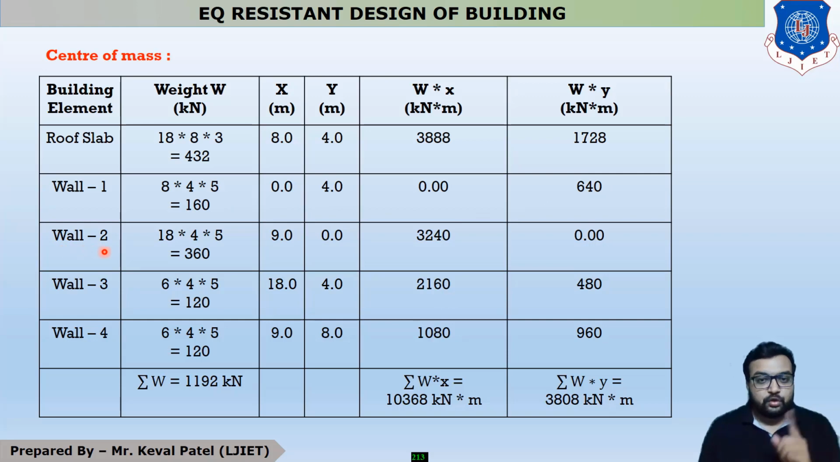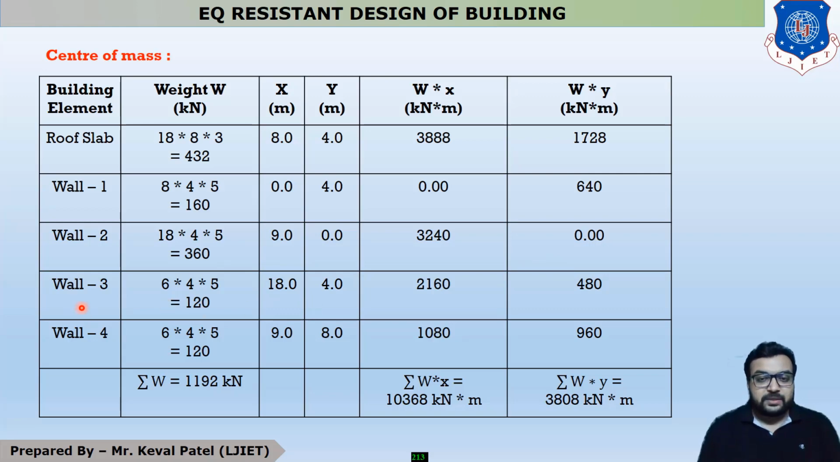Similarly for wall 2, our wall 2 is 18 meter long and height is 4 meters. So our weight of wall 2 in kilonewton is 18 into 4 into 5, which is equal to 360. Now our wall 2 is in horizontal direction. Okay. So our center in x direction is 18 divided by 2, which is equal to 9 meter, and in y direction it is 0 meter because it is on horizontal plane. Okay, so now this is the W into X, which is equal to 360 into 9, and this is 360 into 0, which is equal to 0.